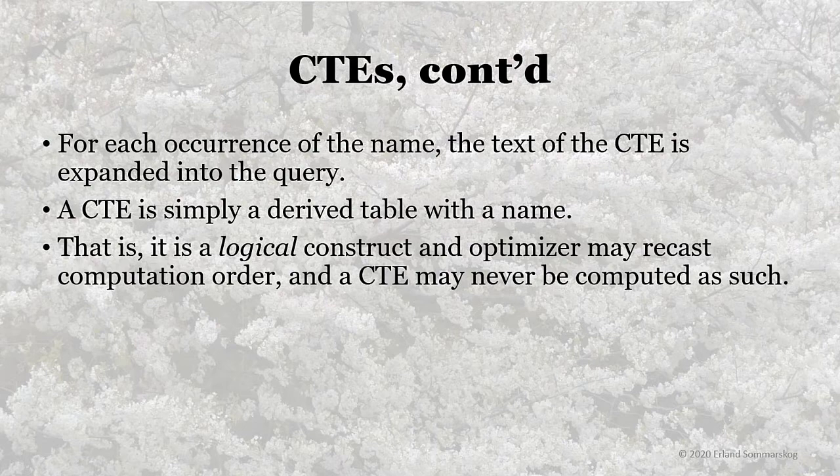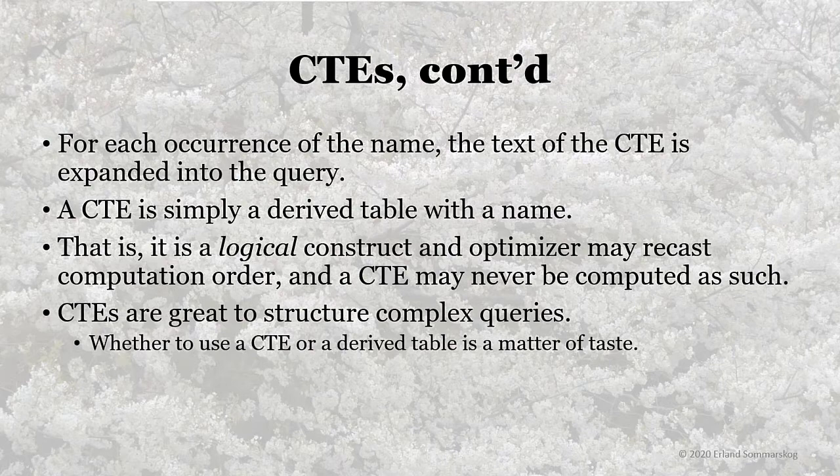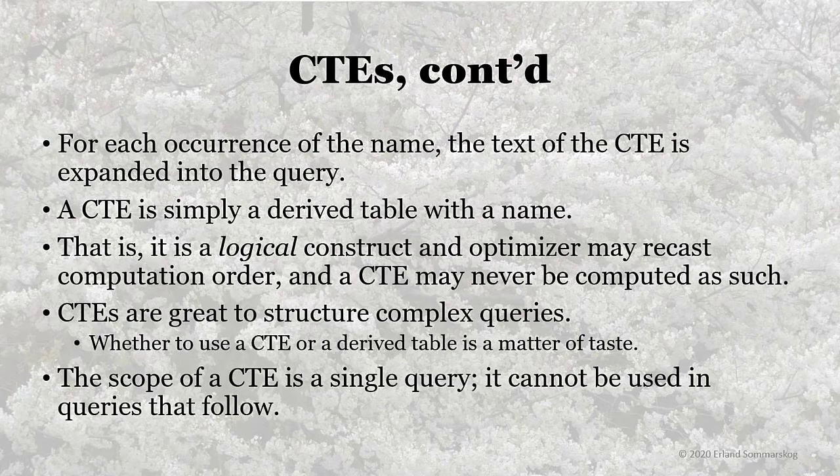The optimizer will recast the computation order, and the CTE as such may never be computed. Or it may be, because there's no other way for the optimizer to figure it out, or it's the best way to do it, but it does not have to be. CTEs are really great tools to structure complex queries, maybe even better than derived tables, because if you need several layers, with CTEs you can put them on top of each other, whereas with derived tables you have to nest them inside, and the code might go diagonally downwards. It would be difficult to read. But which one to use is a matter of taste.